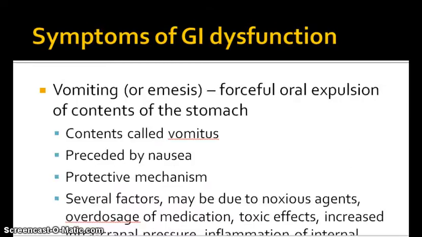Usually nausea can be followed by emesis or vomiting, right? That's whenever the GI tract does a forceful expulsion of the contents of the stomach. What they throw up is called vomitus. Usually they're nauseous before it happens. It's considered to be a protective mechanism. So for instance, the GI tract just regulates or says that something's wrong and that it's unsafe, so it goes ahead and forces its contents out to try and protect the rest of the body. It can be due to noxious agents, overdoses, toxic side effects, increased intracranial pressure putting stimulation on that medullary center, a variety of different things.